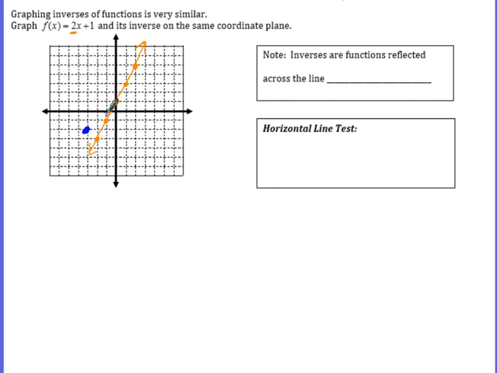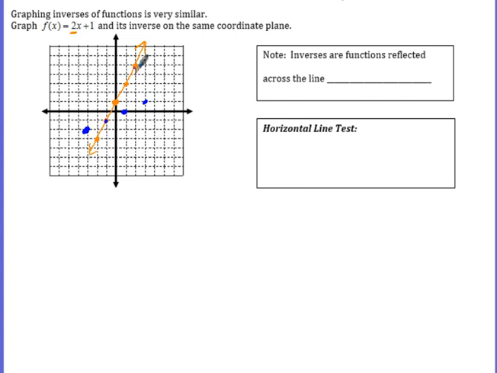This one is negative 1, negative 1. If we swap x and y, we still get negative 1, negative 1. So that actually shares a point, and that's fine, that can happen. This point is 0, 1. If I swap x and y, I now plot 1, 0. This point is 1, 3. If I swap that, I will plot 3, 1.